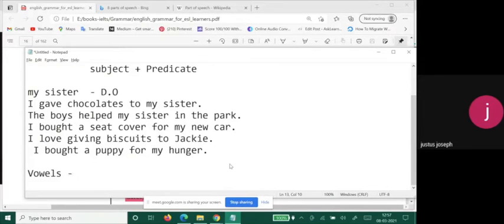What are vowels? A, E, I, O, U. That's all? Say it, BA English literature. A, E, I, O, U. You guys don't know? Seriously? Okay, chalo, fine. Very good. Anyone else here?